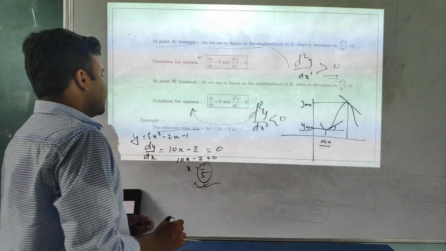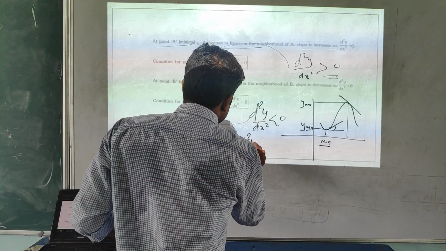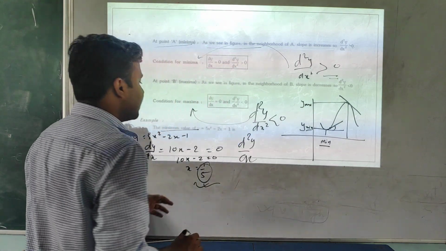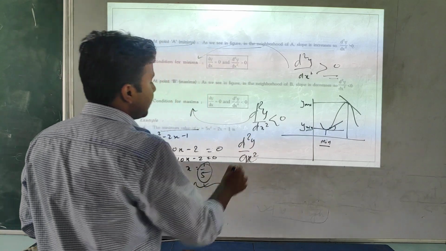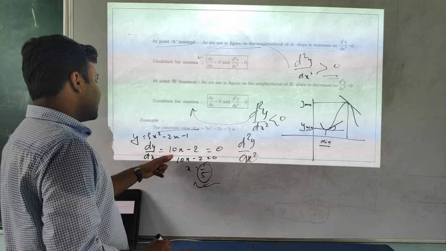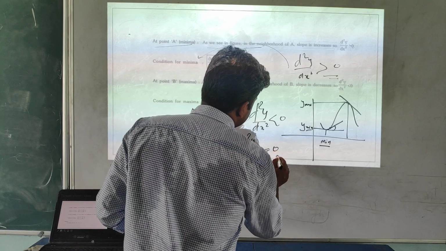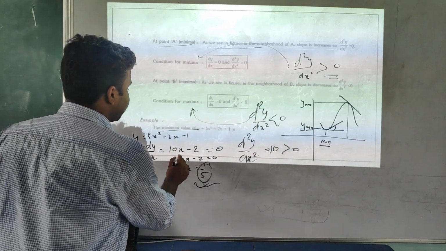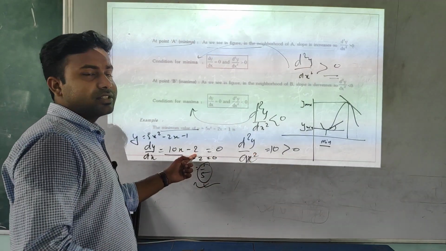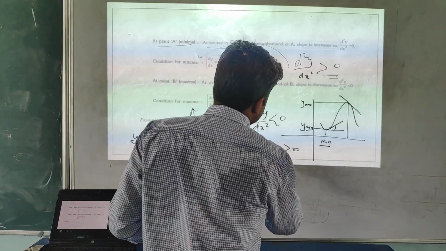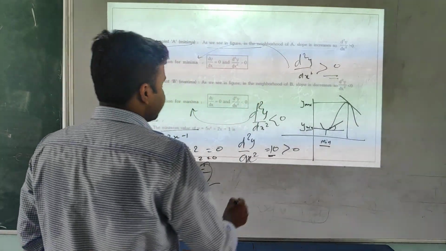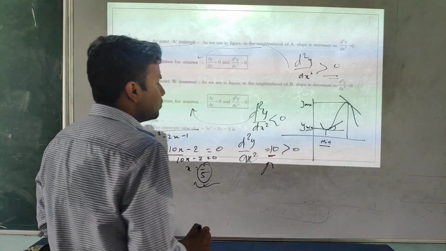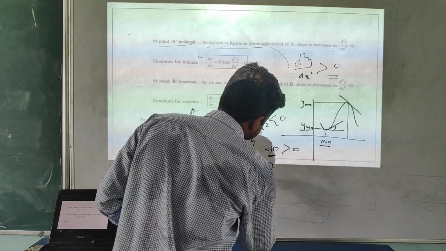Now look at this. Differentiate again. d square y by dx square, meaning double differentiation. If you double differentiate, what will you get? 10, and 10 is greater than 0. Look at this, 10x minus 2. So what will you get? 10x, x equal to 1, the constant you will get 0. So what will you get? 10. 10 is greater than 0. It means this is the case where you will get the minima.